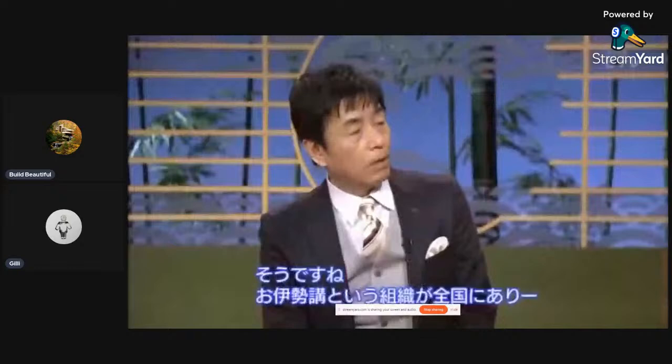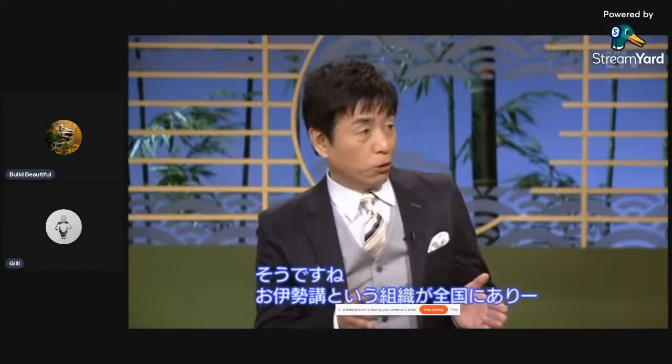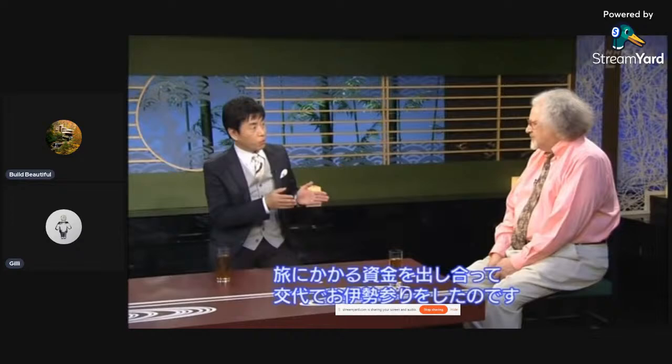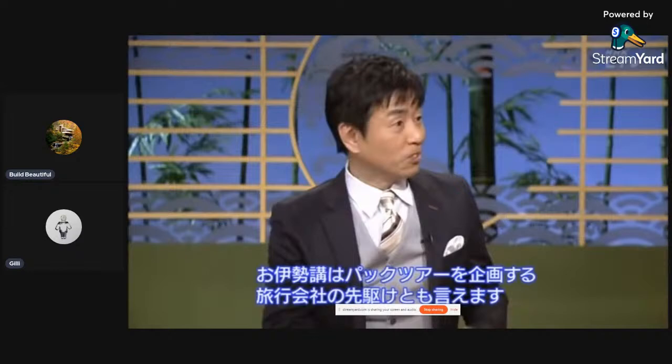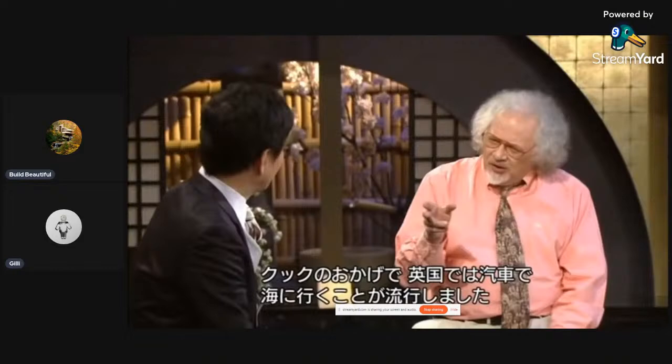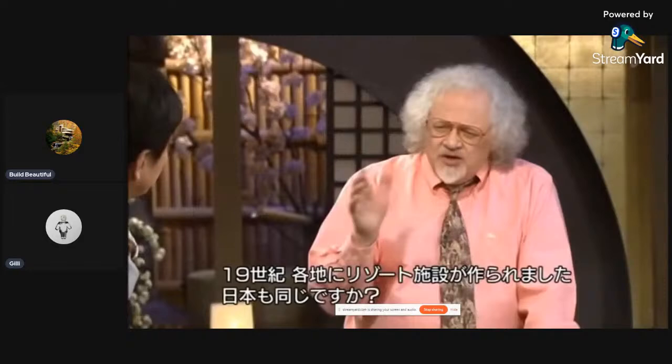Yes, I think so. Religious associations called Oiseko were founded all across the country. A pilgrimage cost a lot, so people pitched in money through the Oiseko, and members traveled to Ise in turn. In a way, the Oiseko were an early form of travel agency organizing Ise pilgrimage package tours. Oh, so that was well before Thomas Cook? Yes, that's right. Thanks to Cook, travel by rail to the seaside became popular in Britain. So many big resorts developed in the 19th century.